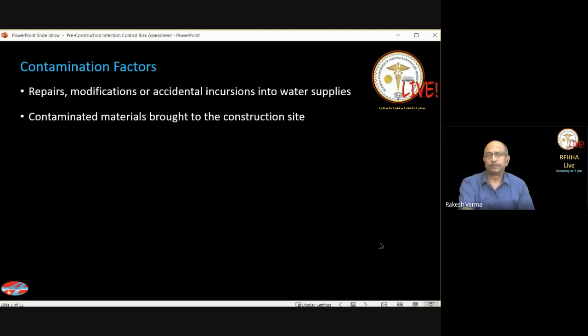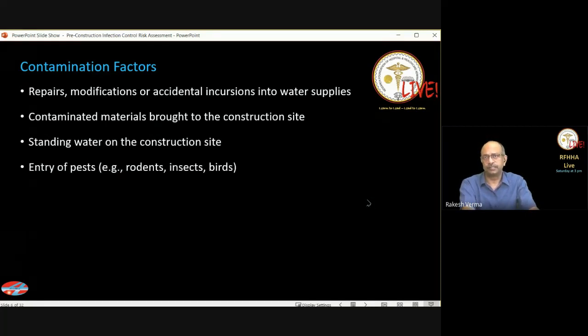Contaminated material brought onto the construction site. Again, this is something that happens all the time. So you have removed part of the flooring or part of the wall, and this is lying around the construction site. And if you have not contained it well, then this will become a factor. Stagnant standing water on the construction site, again, not uncommon, is also a cause for concern.